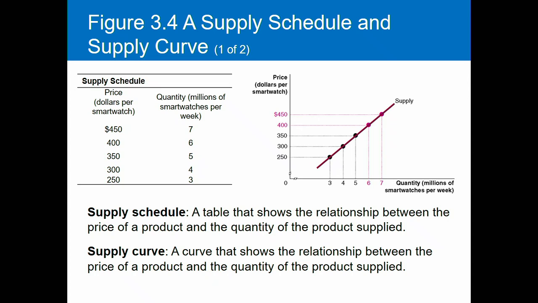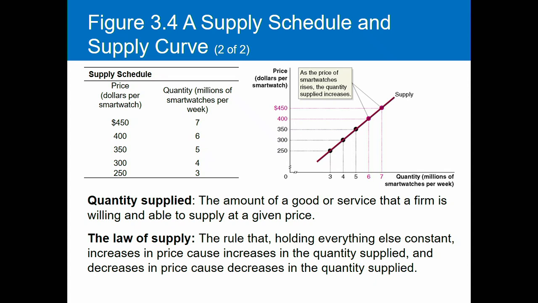And now we take those 5 points that we have on the supply schedule, and we can plot them on a graph, and then between the price and the quantity, again, we can create our supply curve. So this is a visual representation of the supply schedule. The quantity supplied is the amount of a good or service that a firm is willing and able to supply at a given price. So at $350, the quantity supplied is going to be 5 million smartwatches.